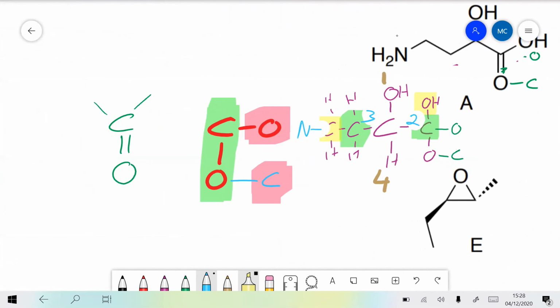So the carbon is attached to 2 oxygens, but the oxygens would be attached to 2 carbons.